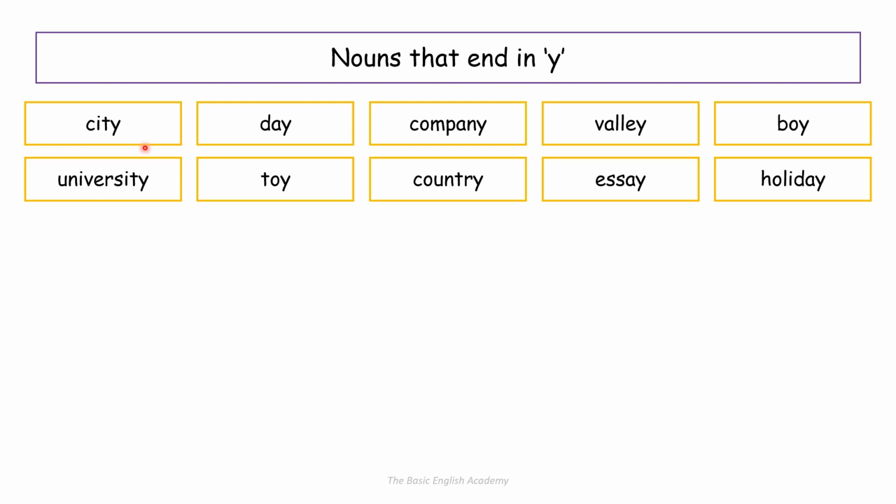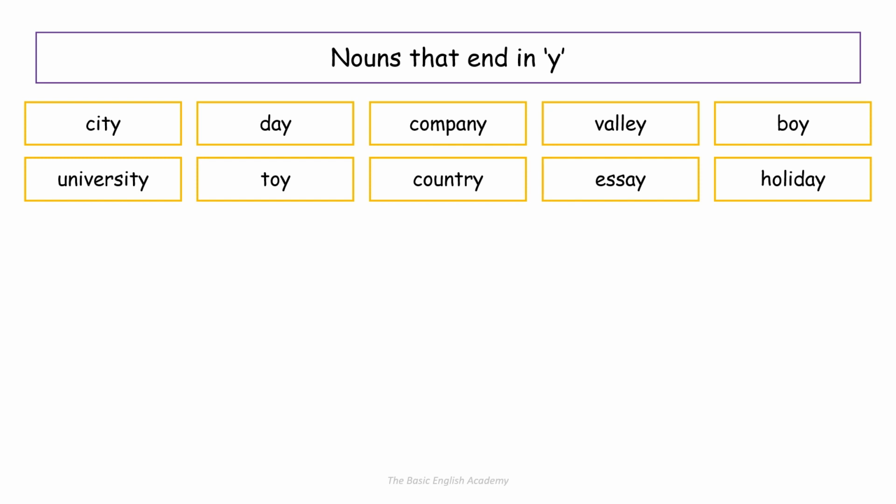These are city, day, company, valley, boy, university, toy, country, essay, and holiday. We have given you 10 nouns that end in the letter Y. These nouns are in their singular form. Can you think of more nouns that end in the letter Y? If you can, put them down in the comment section below.